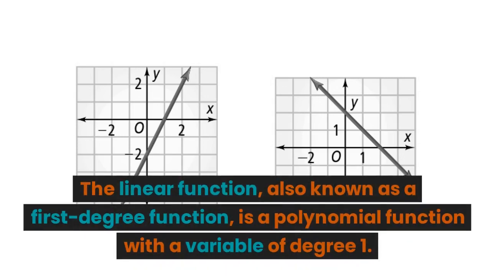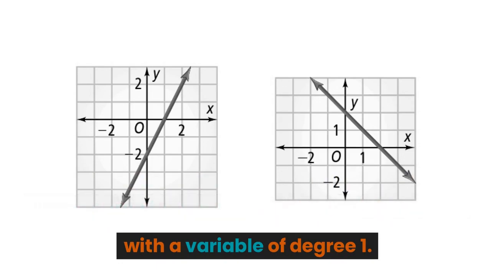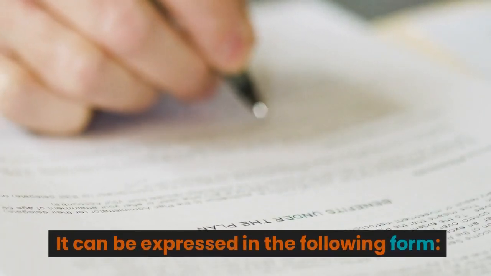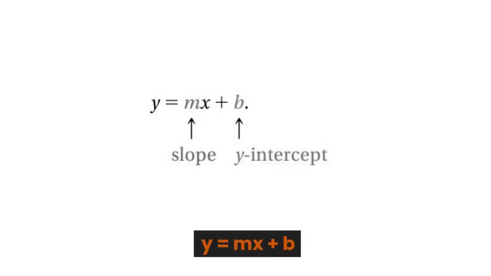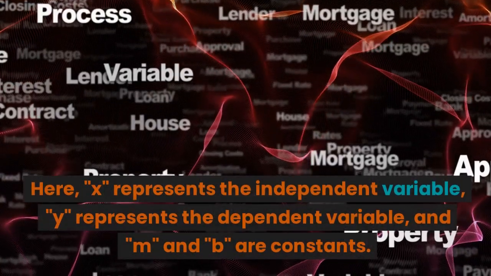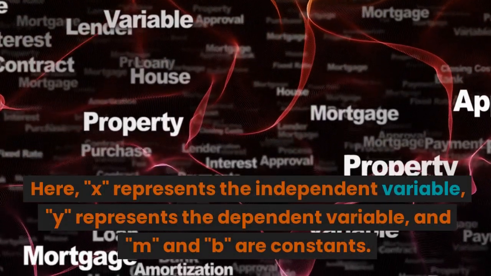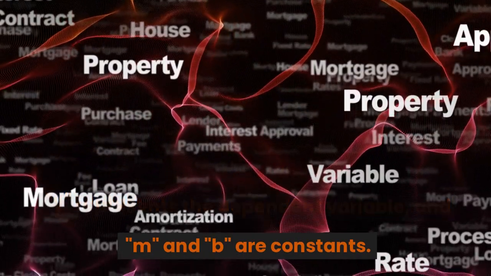The linear function, also known as a first-degree function, is a polynomial function with a variable of degree 1. It can be expressed in the following form. Y equals mx plus b. Here, x represents the independent variable, y represents the dependent variable, and m and b are constants.